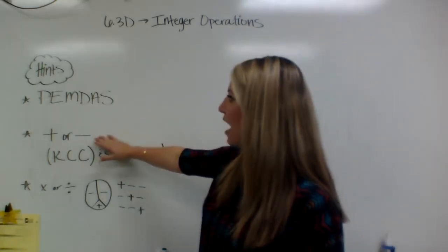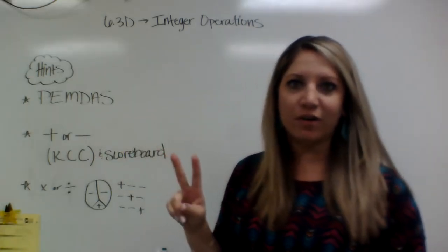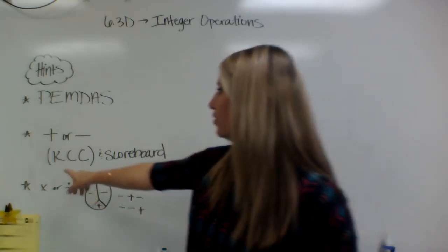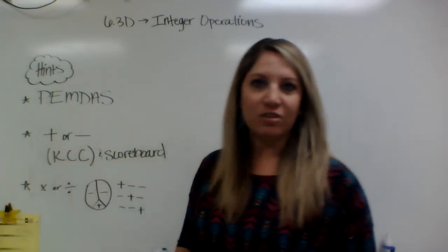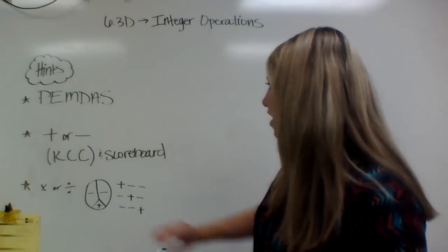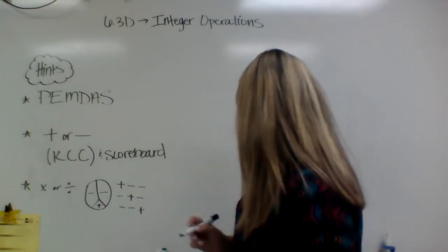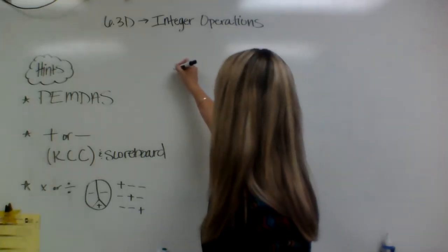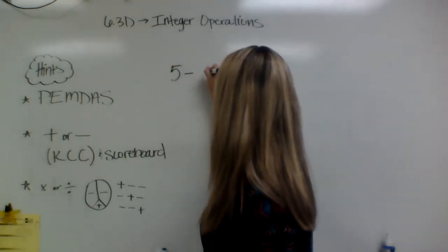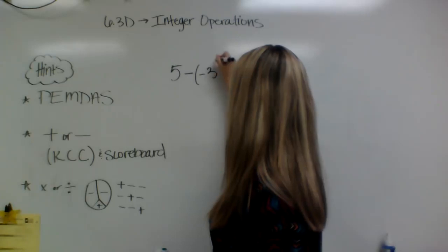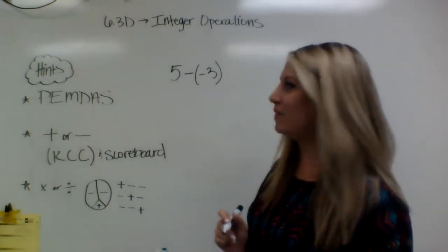If we're adding or subtracting, there are two different clues that we have. Remember the keep, change with the operation signs and also the scoreboard. So let me show you those. Let's say we have 5 minus a -3. And I want to know what that is.